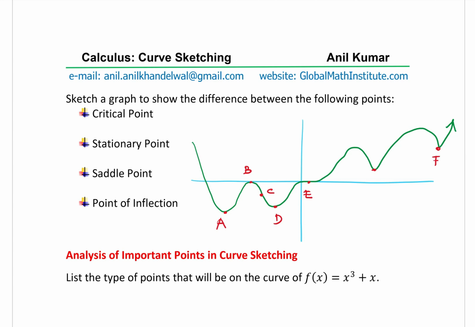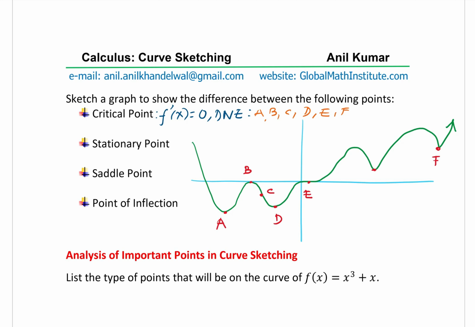Now, our definition said that a critical point is where the derivative is equal to 0 or it does not exist. So in that case, which points qualify? Well, all of them will be our critical points and we will list them all. So the critical points are A, B, C, D, E, and F. Is that clear to you?